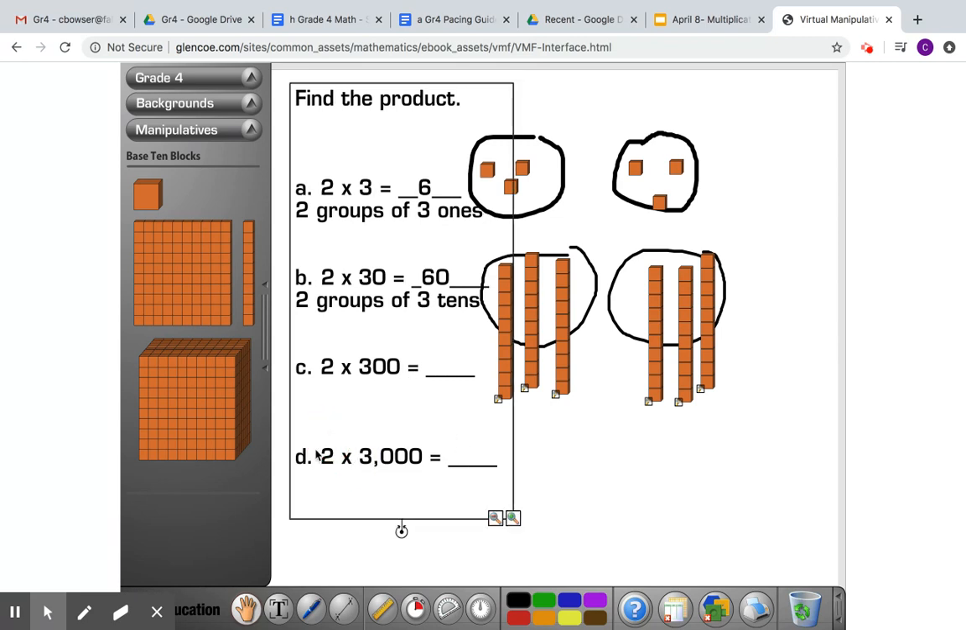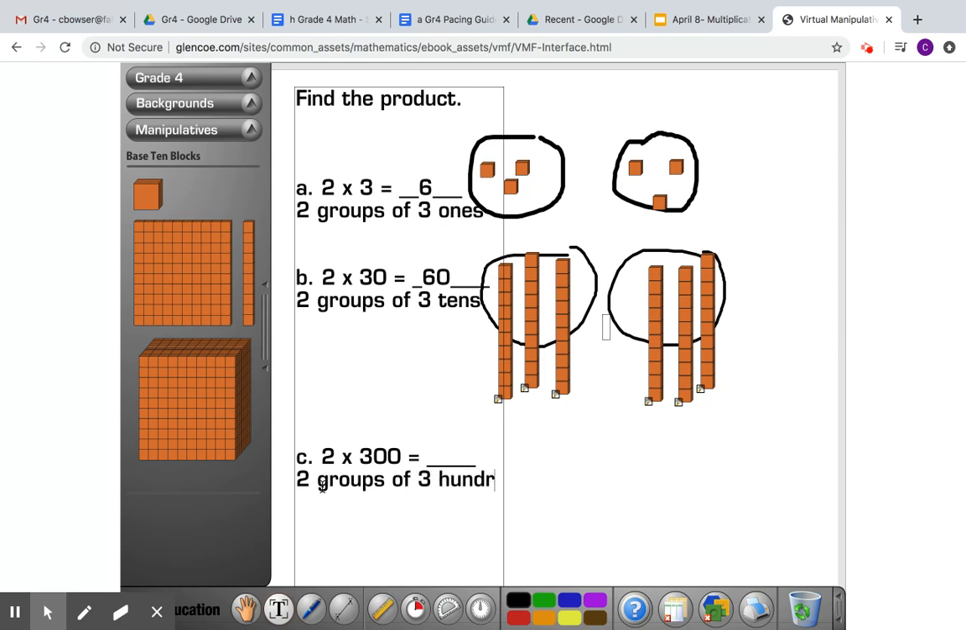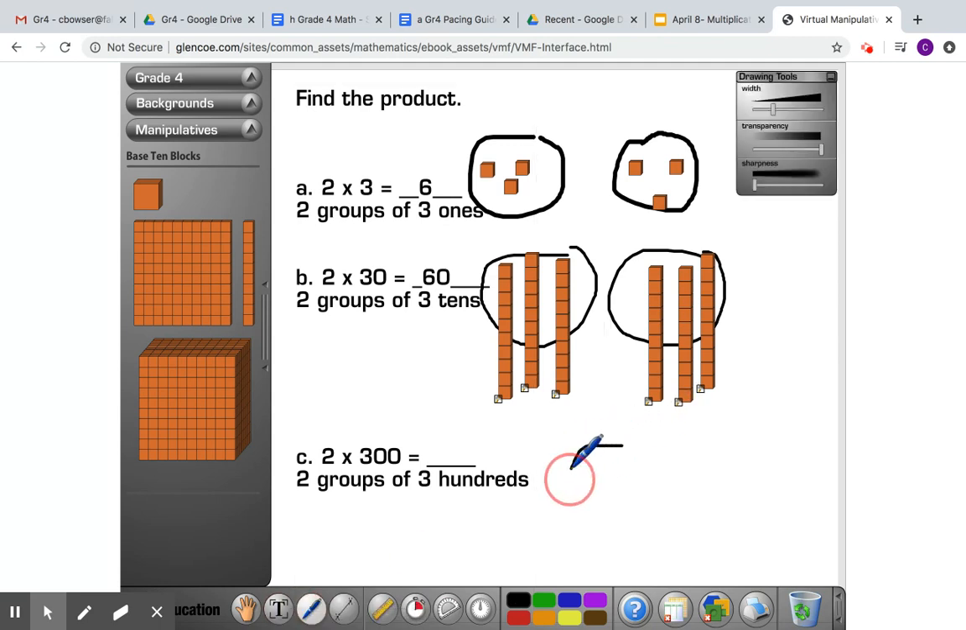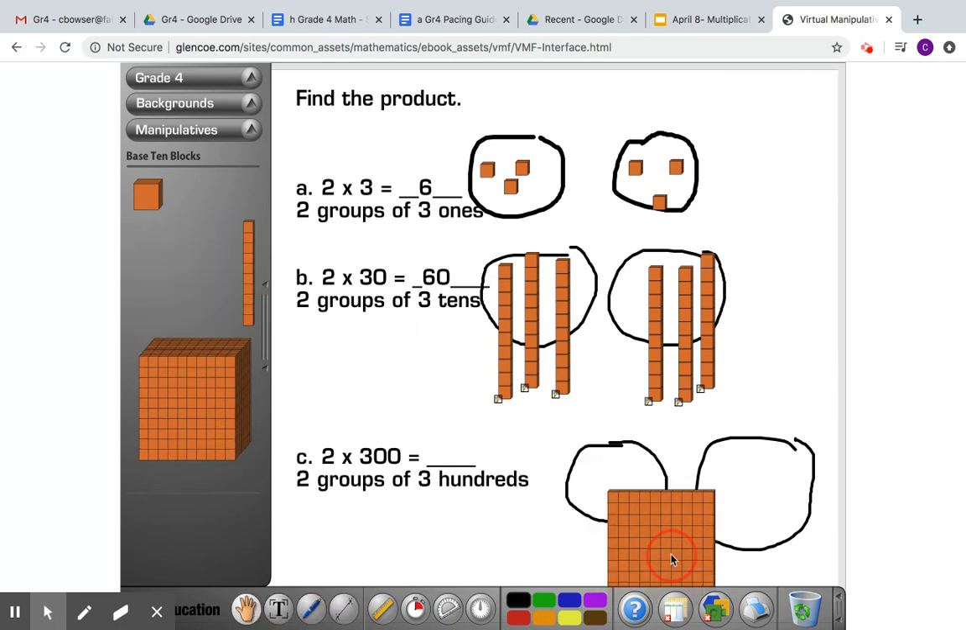For our next problem, I'm just going to move this problem down a little bit so we can have some more space. So C says 2 times 300. So 2 groups, we know we're working with 2 groups of 300s. So I'm going to draw again my 2 groups because I know I'm working with 2 groups. And each group has 300. So I am going to drag 300s into each group.